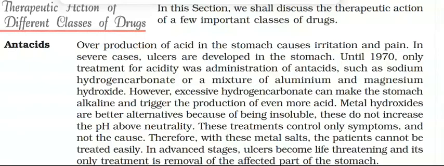Hello everyone. Today in this lecture we will talk about antacids. So what are antacids? The chemical substances which can reduce or neutralize the acidity in stomach and raise the pH to some appropriate level. The acidity results because of the release of extra gastric juices which decreases the pH level.